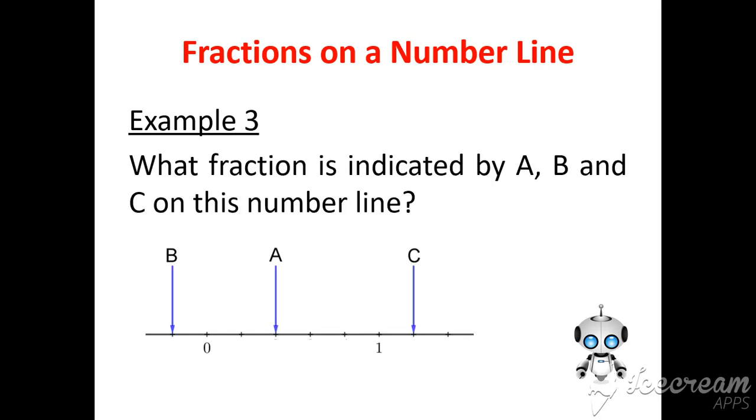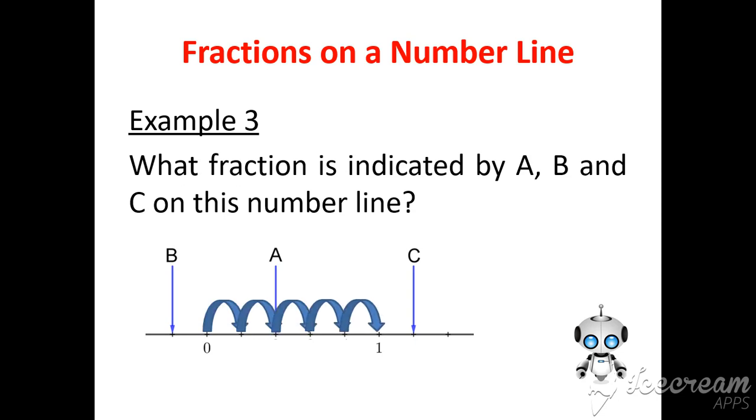Okay, example 3. What fraction is indicated by the points A, B, and C on this number line? So once again, we've got some points, and we've got some numbers, 0 and 1. So let's do exactly what we've done so far in this video. Count how many spaces. 1, 2, 3, 4, 5.